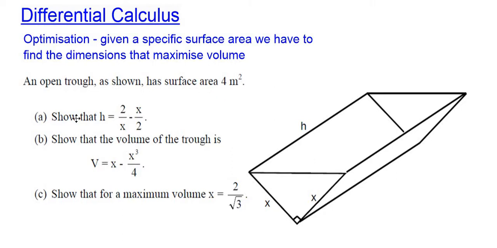So part A: show that h has the expression 2 over x, take away x over 2. It looks like we're going to have to use the information given for surface area and some geometry knowledge for triangles and rectangles to achieve this. So let's begin with part A.